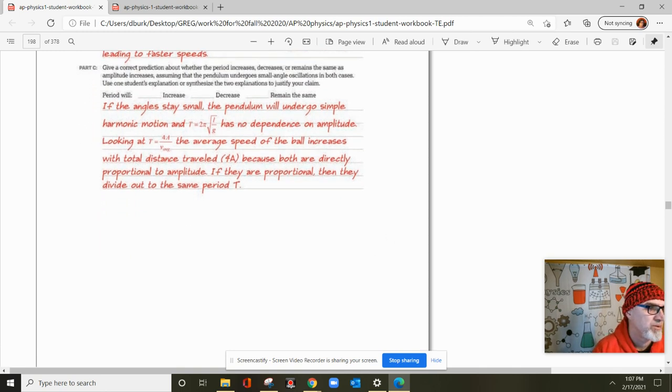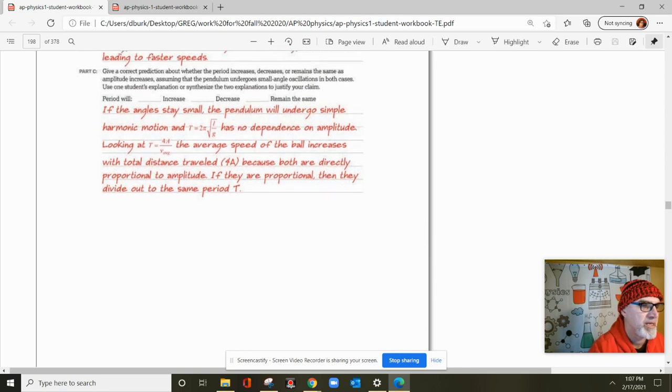Give a correct prediction about whether the period increases, decreases, or remains the same as the amplitude increases. If the angle stays small, the pendulum will undergo simple harmonic motion, and there is no dependence on amplitude. The average speed of the ball increases with total distance traveled because both are directly proportional to amplitude. If they're proportional, then they divide out to the same period. Yeah, for small angles, it does not matter what the amplitude is. It just depends on the length of the rope and the planet you're on.